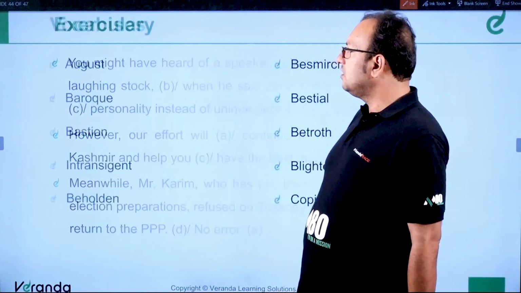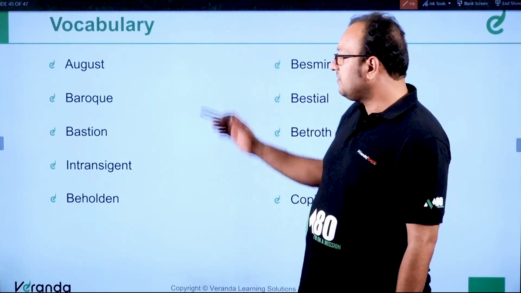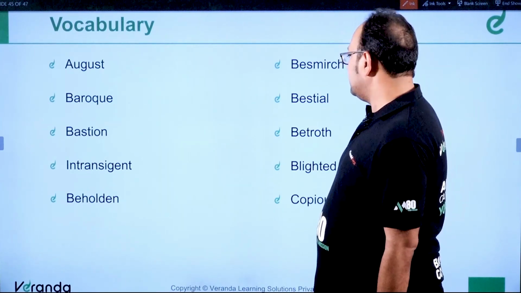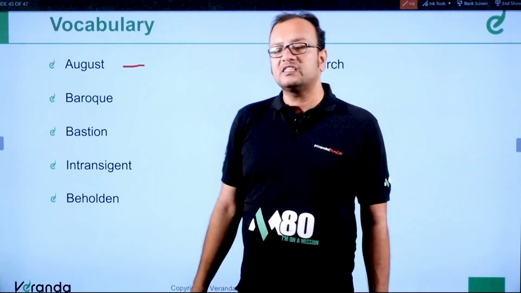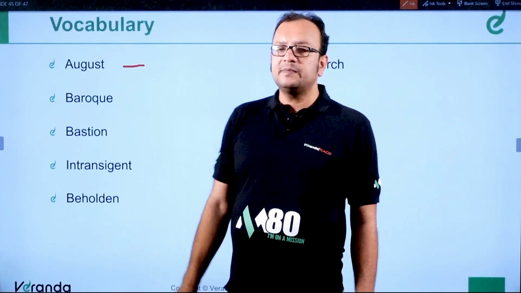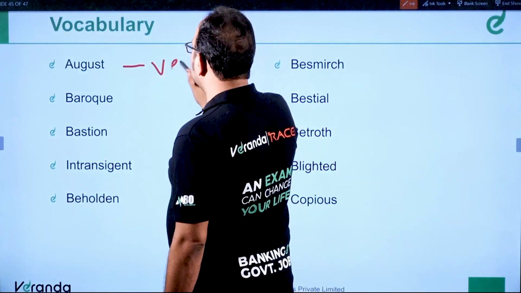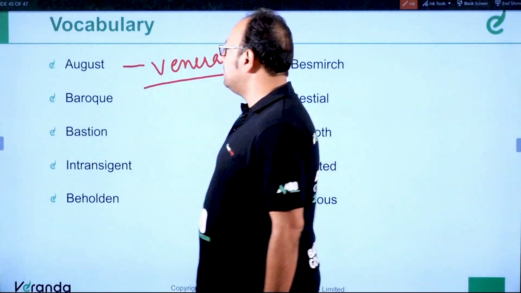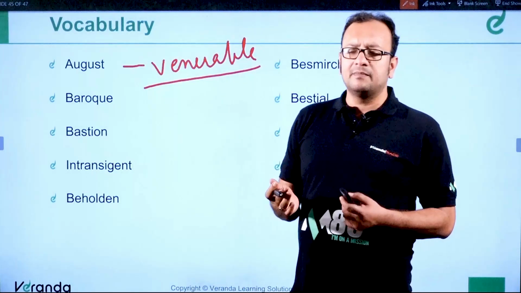Clear? Okay, now students, let us learn some words. We have 10 words. The first word is august. You think that august means the month, July, August. No, not that. August means a very respected and venerable person. Venerable, respected. He is an august man, a very respected man.